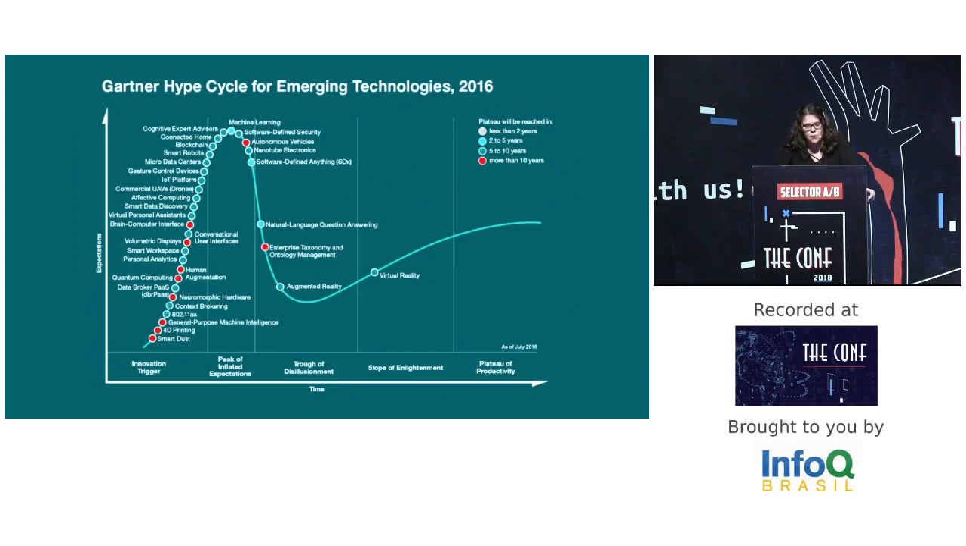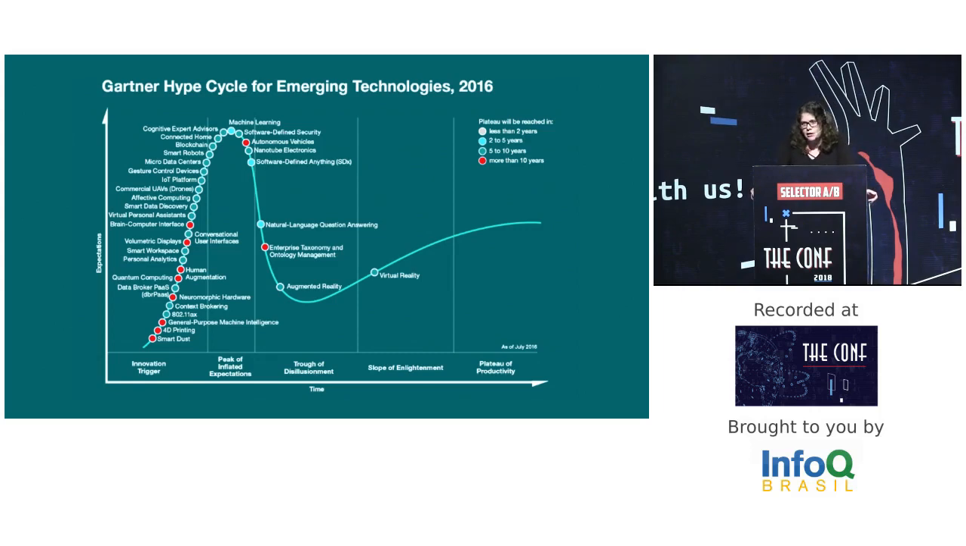And probably we'll see more and more implementations of machine learning, because Gartner, a global research company, said in this graphic, the famous chart called the Hype Cycle for Emerging Technologies of 2016, that machine learning will take 2 to 5 years to reach the mainstream.